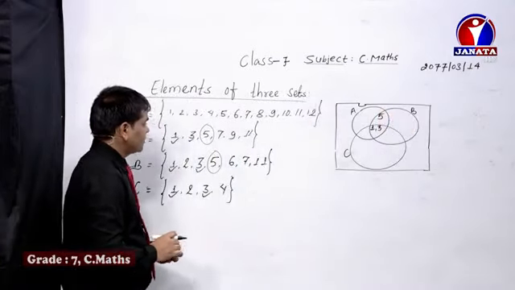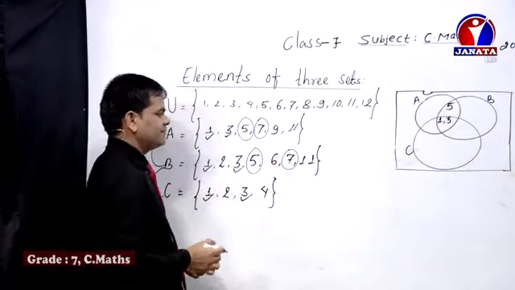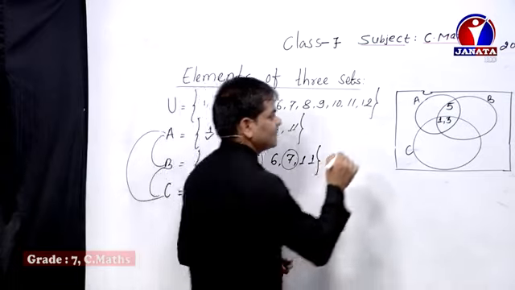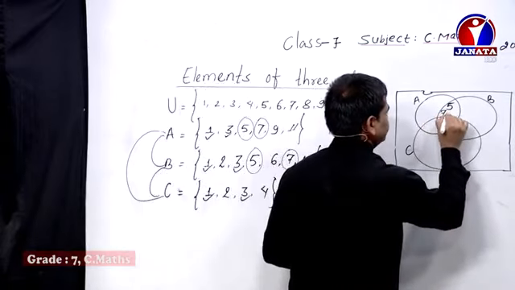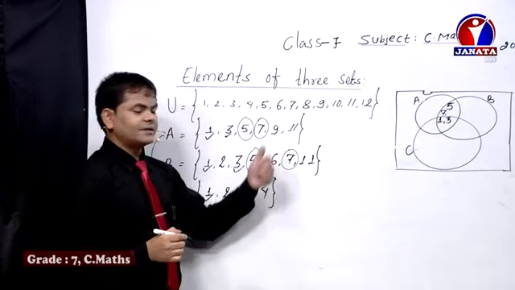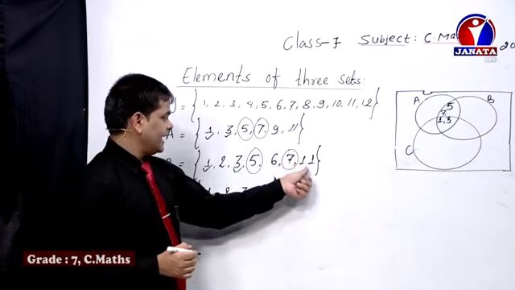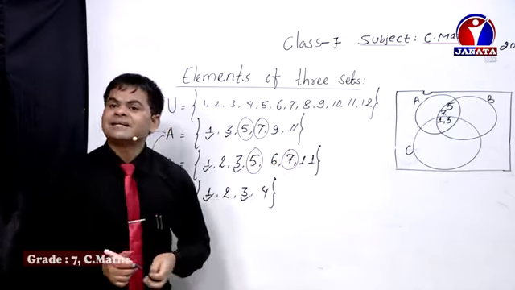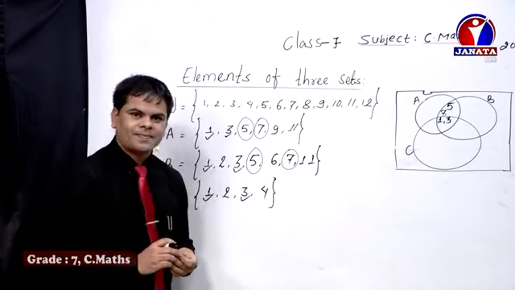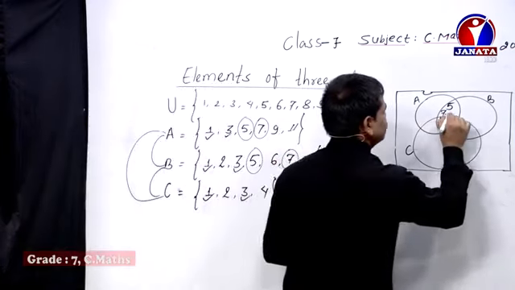Now let's see the others. Here is 7, here is also 7. That means 7 also goes in that place. Let's keep 7 here. Now, dear students, there is no 9 here, so 9 will remain in its place. But in the case of 11, if you see, 11 is common in both the A and B circles. So 11 also comes in this place.